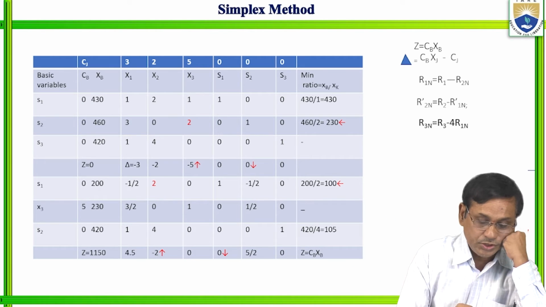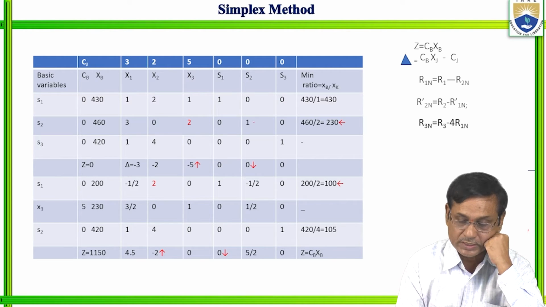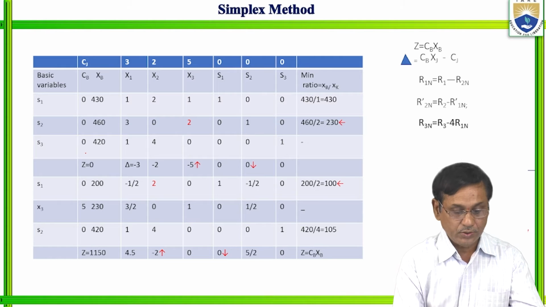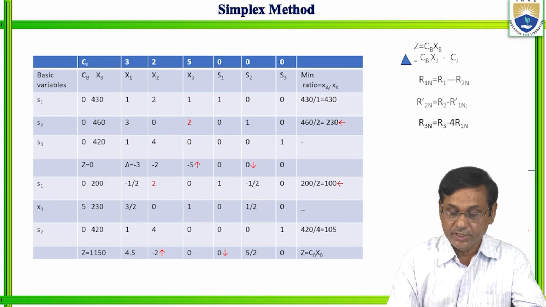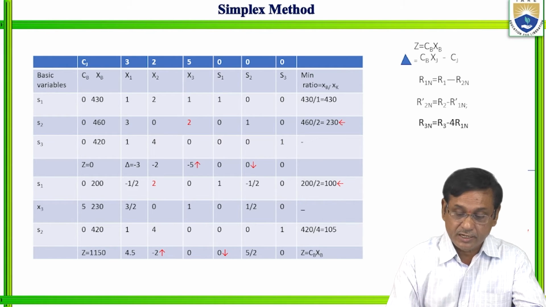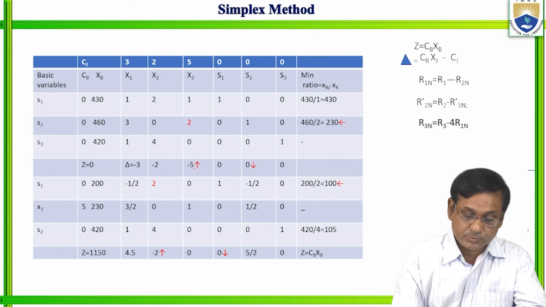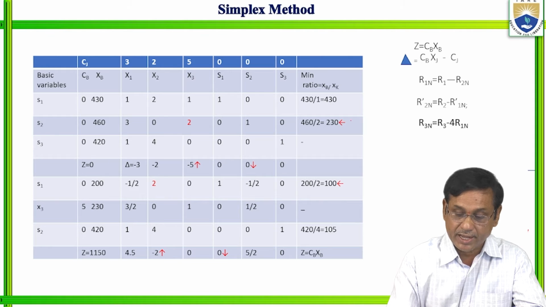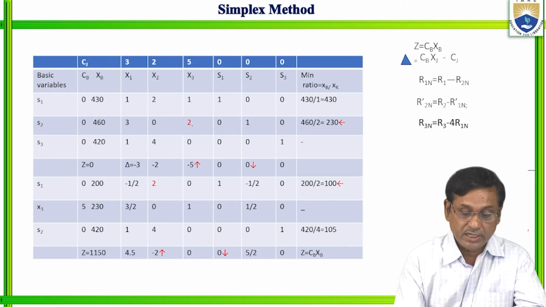So the first row: 0, 430, 1, 2, 1, 1, 0, 0. Second row: 0, 460, 3, 0, 2, 0, 1, 0. And third row: 0, 420, 1, 4, 0, 0, 0, 1, dash. So the minimum ratio is 230. What is the key element here? The key element is at the intersection of the incoming vector arrow, corresponding to minus 5, and the outgoing vector arrow, corresponding to 230. These two lines are meeting at the point 2. So 2 is the key element.